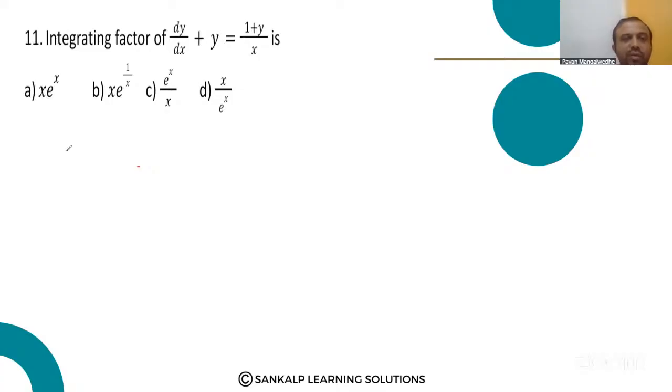Integrating factor of dy by dx plus y. So you need to find the IF. Rearrange and try to write it in the standard linear form, that is dy by dx plus p of x into y is equal to q of x.